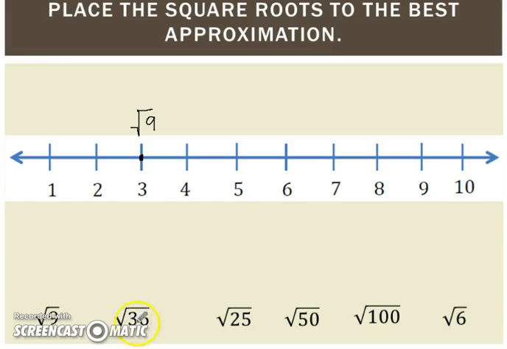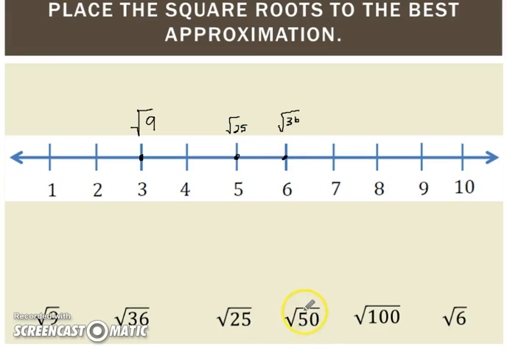Square root of 36. 36 is also a perfect square, so if I take the square root of 36, I would be multiplying 6 times 6 to get that, so the square root of 36 is at 6, so I can place that on my number line. Square root of 25, also a perfect square, it would come out to be 5.